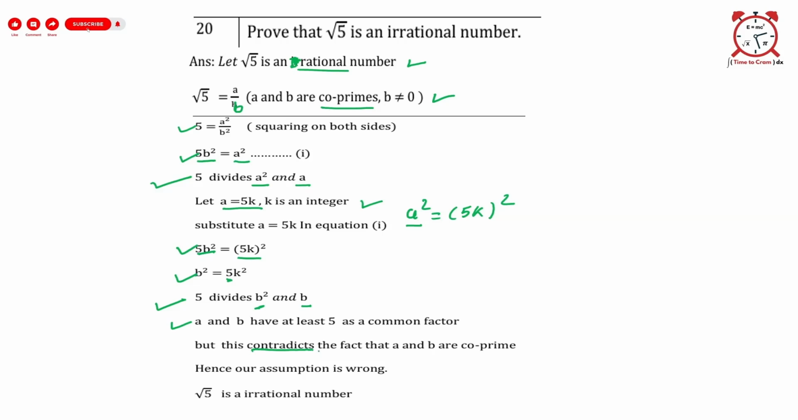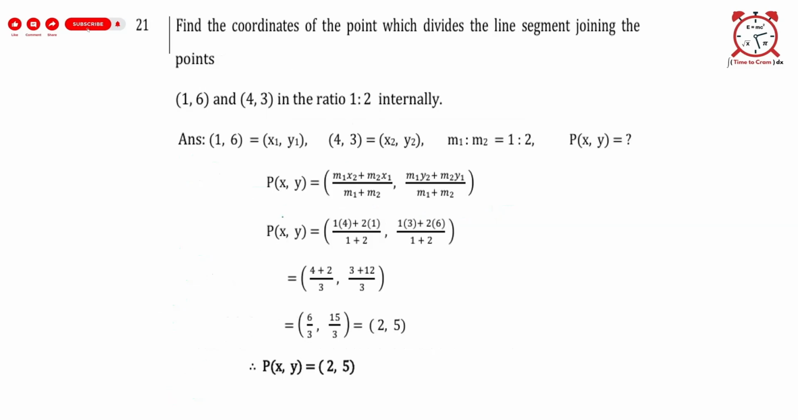Contradiction means going opposite to our assumption. That contradicts the fact that a and b are co-prime. So hence our assumption is wrong, incorrect. That is why the given number is an irrational number. So it is automatically proved that it is an irrational number. Next question, question number 21.